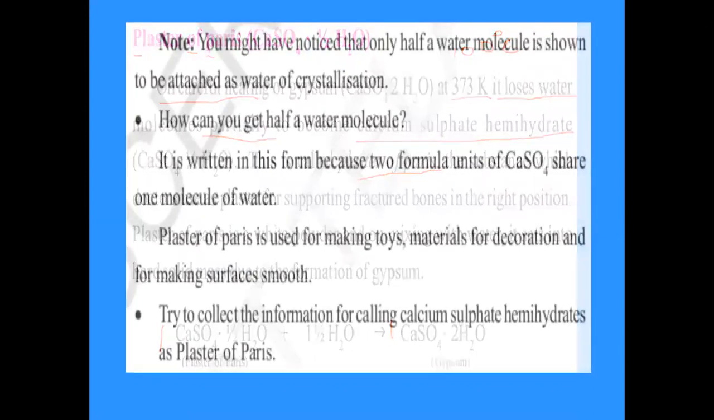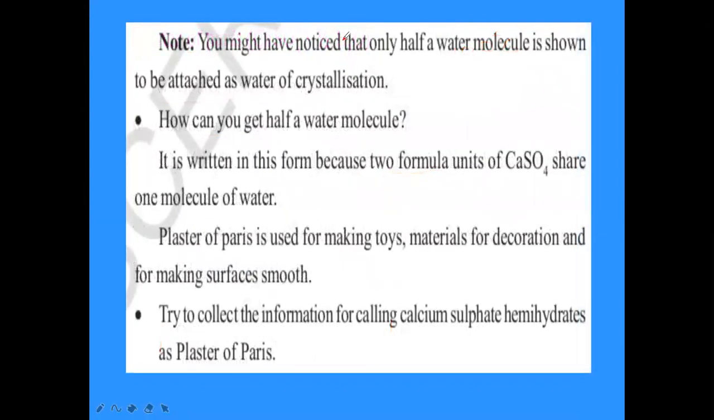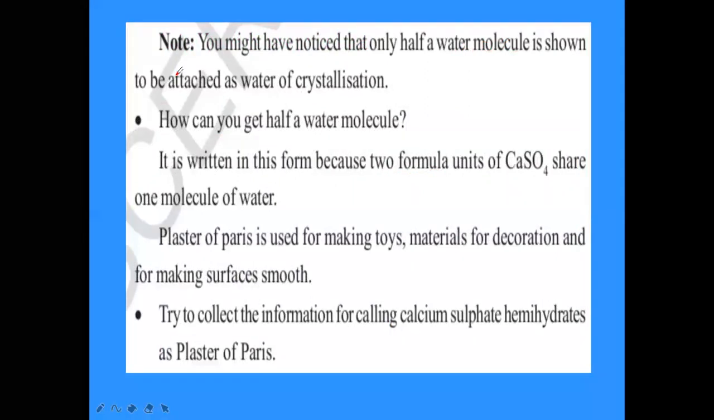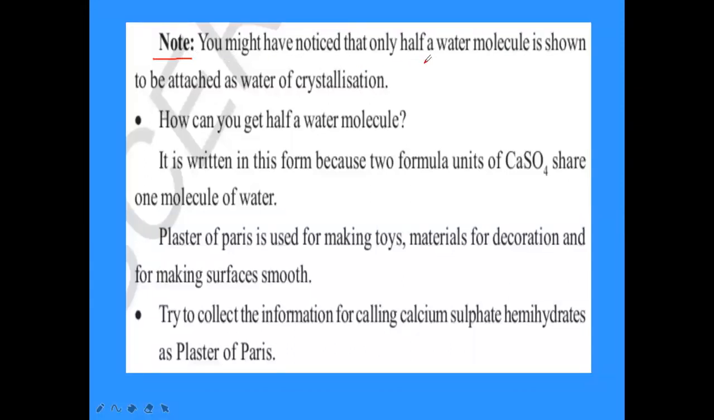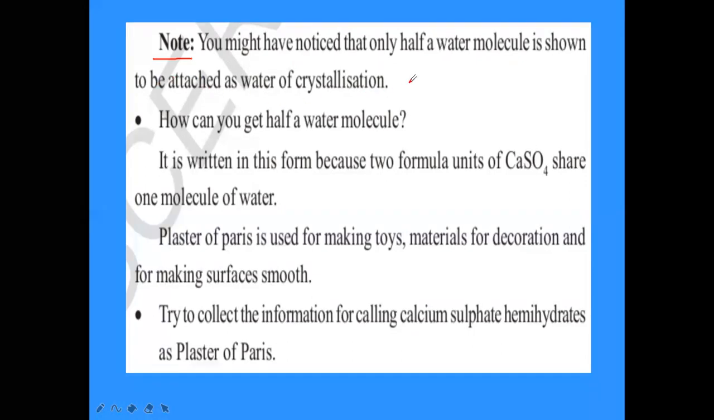At the end of the lesson, they have given some bits, right? The bits also we have to understand. Before going to that, there is some more to cover here. So note, important note. You might have noticed that only half a water molecule is shown as attached as water of crystallization. What is the formula of plaster of Paris? It is written CaSO4 dot half H2O.